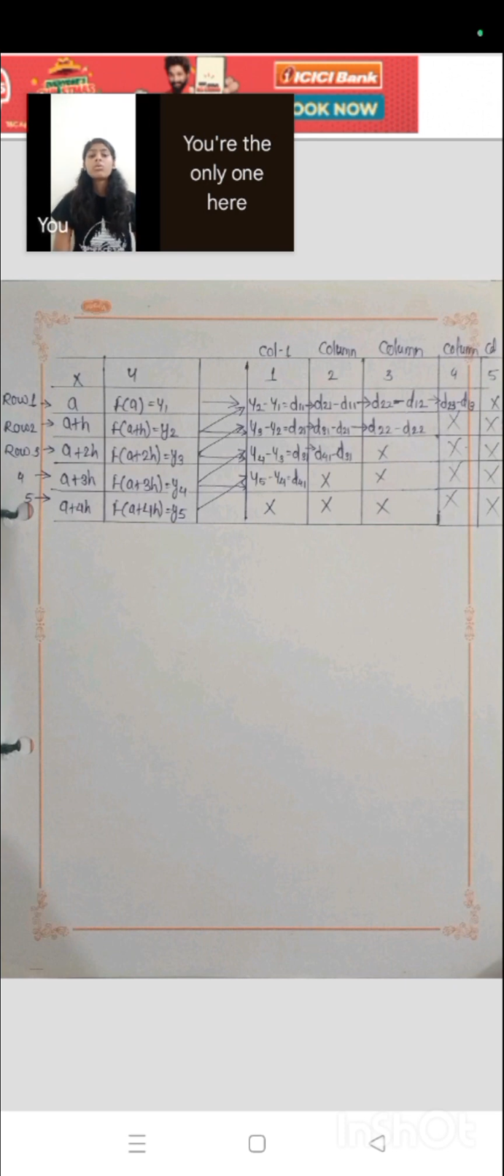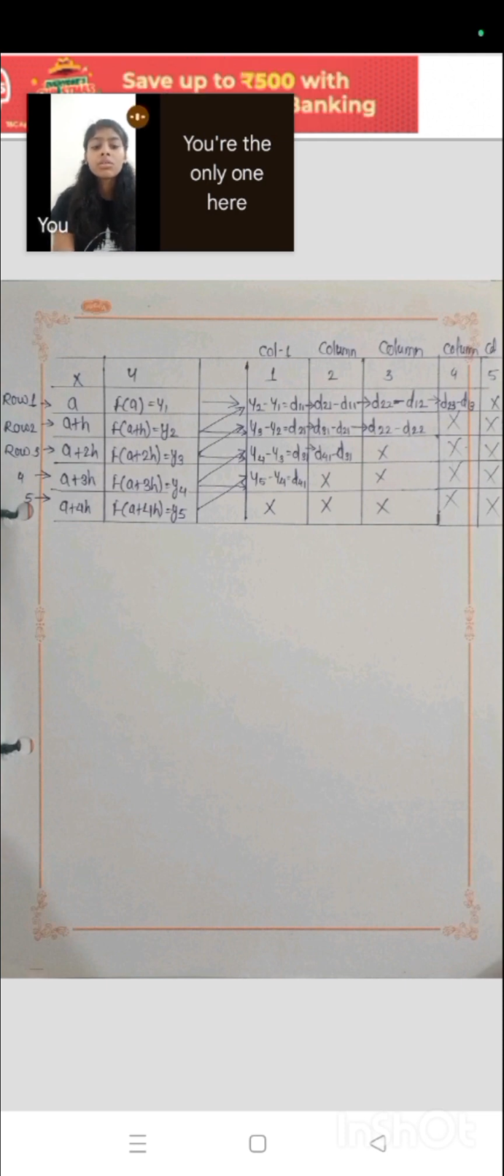So we have to find the column 1 values: row 1, row 2, row 3 and row 4. Then again we iterate the i and j loop. We find the row 1 column 2 value, row 2 column 2 value, row 3 column 2 value. So we iterate i up to n minus 1 and j up to n minus j.